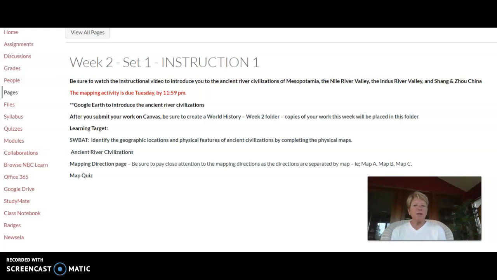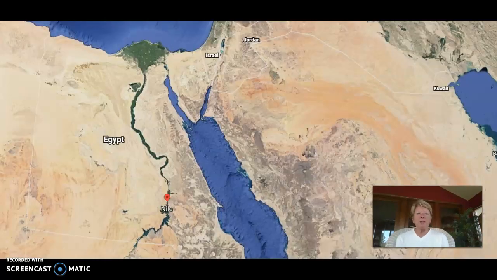We're going to identify the geographical locations and physical features of these ancient river civilizations by completing some physical maps. You'll find the mapping directions and the information that you need on the assignment page. Let's take a look at the places that we're going to be reviewing and marking on our geographic features this week. Our first area that we're going to go to, we'll go from east to west.